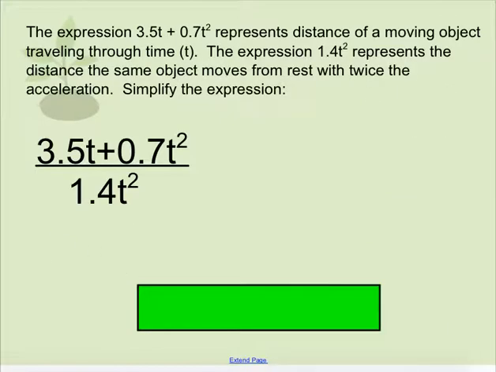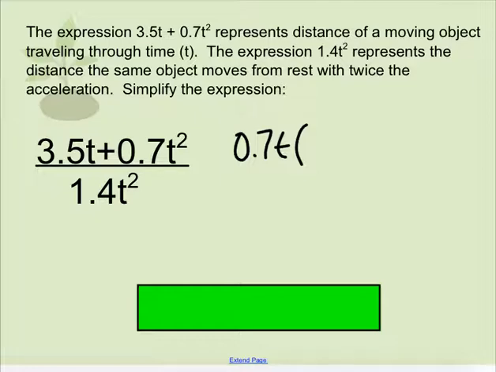Okay, let's try this one. The expression 3.5t plus 0.7t squared represents distance of a moving object. The expression 1.4t squared represents the distance the same object moves from rest with twice the acceleration. Simplify the expression. Well, we need to do some factoring. If this were 35t and 7t squared, it'd be a little bit easier to see, but those numbers have 0.7 in common and 1t, so I pull out a 0.7t.